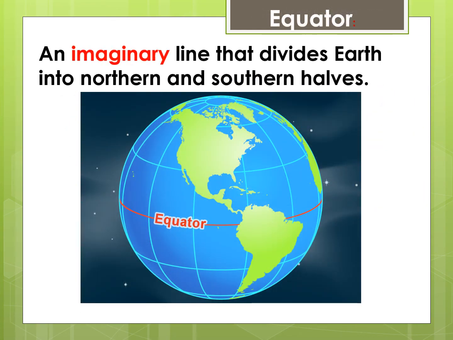Our next vocabulary word for today is equator. An imaginary line that divides Earth into northern and southern halves is known as an equator. Please children, I want to emphasize the fact that it is an imaginary line. Okay, there is no real line there. It's an imaginary line. It's a make-believe line.